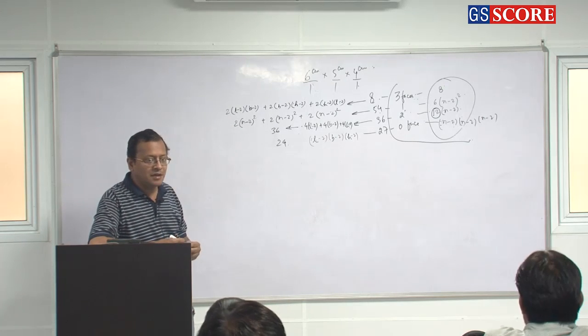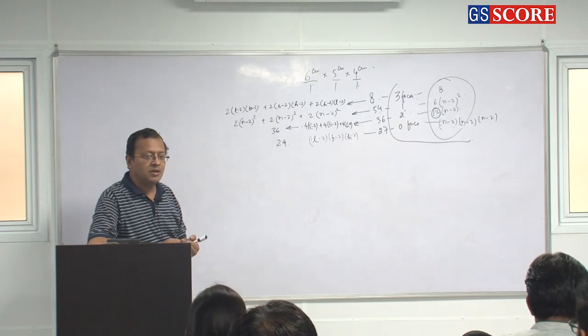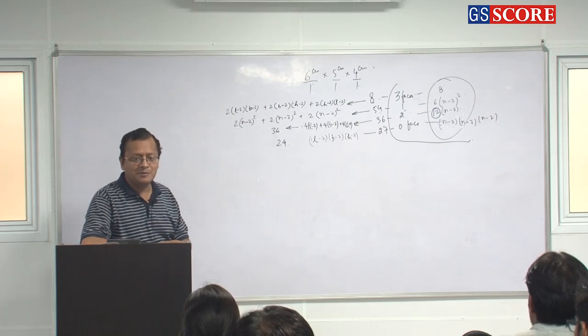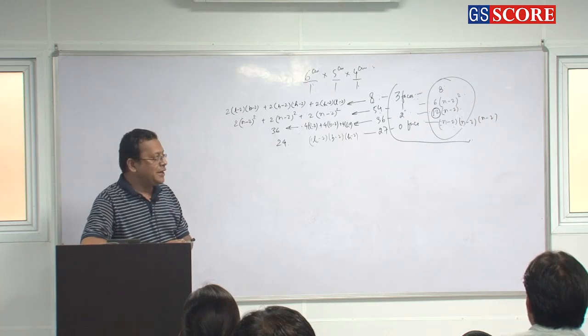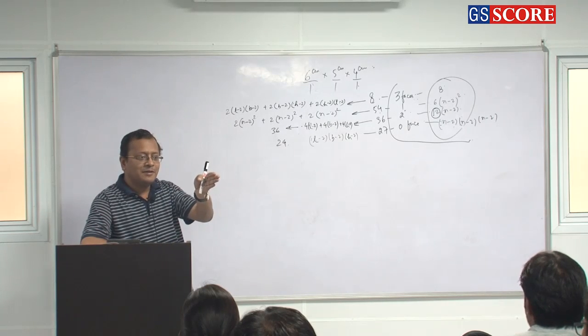Okay? Now, more confusion can come if they paint different colors on different sides, but the logic will remain the same. Which means they can say, okay, lengthwise there will be green color, breadthwise there will be red color.